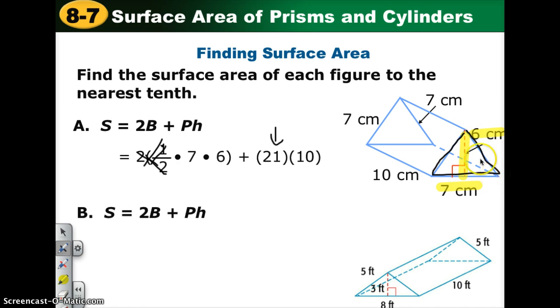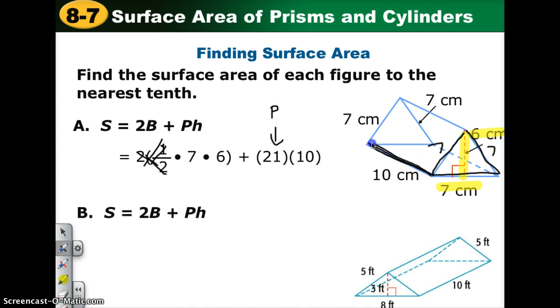So we have 7. The 6 is not part of the outside. And how do we know the rest? Well, we look at the other end. The other end shows that they are all equal sides. So this is 7, this is 7. So 7 times 3 is 21. And then 10, we only use that number once, and that is the height.